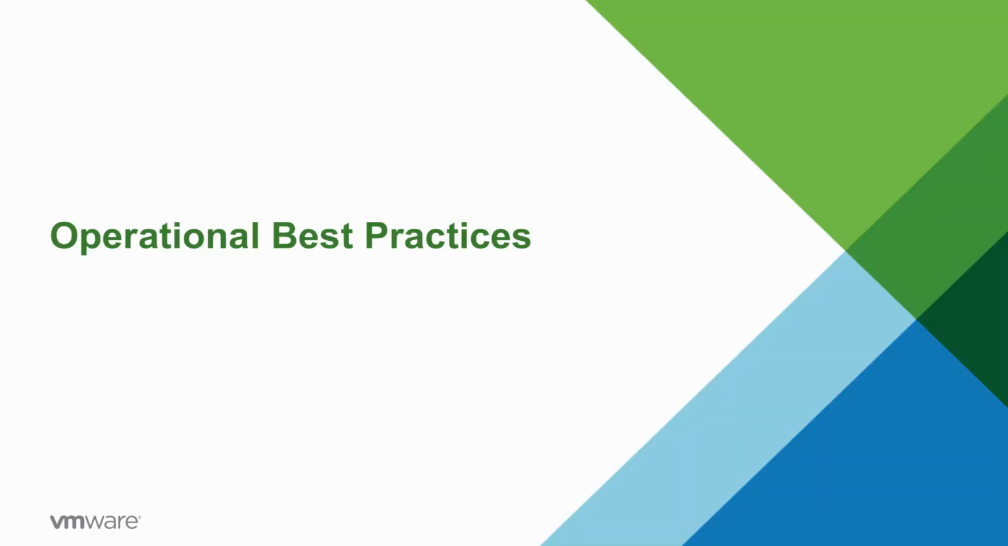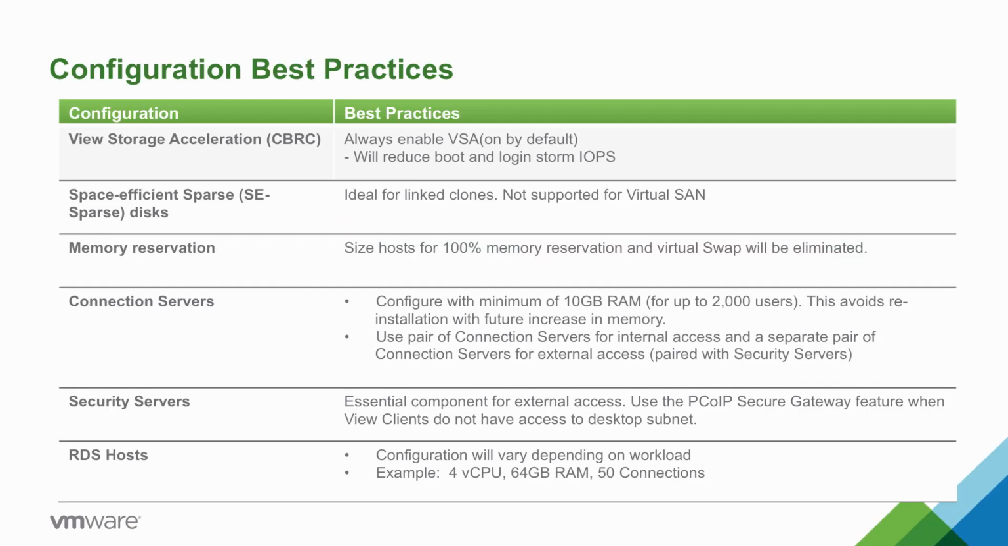Now that we've completed the pilot, let's talk about some operational best practices. Let's talk about some configuration best practices first that help to optimize the environment. First, we recommend that you turn on View Storage Acceleration, also known as the content-based read cache. This is on by default.